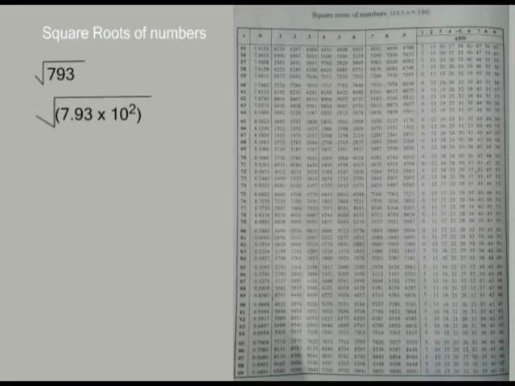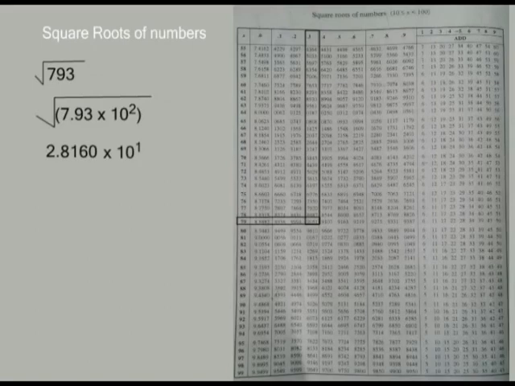Read from the table. 7.9 is here. The row starts with 2 points. We go to the column of 3, and the number is 8160. And so we have 2.8160. Square root of 10 raised to power 2 is 10 raised to power 1, or simply 10. So we shall have 2.816 times 10 raised to power 1, or simply 28.16.